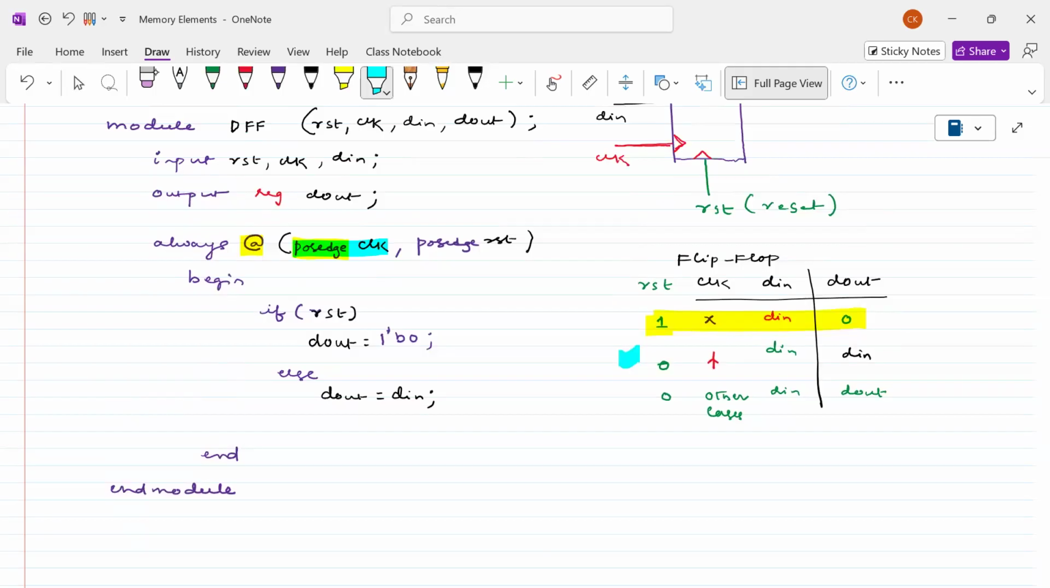Now, if this one is not there and only the clock is there, for example, then you still enter into this block. You check whether the positive RST is there or not. If it is there, then 0 will be there. If it is not there, then since you only enter on the positive edge of the clock, according to that, DN will be assigned to D out.